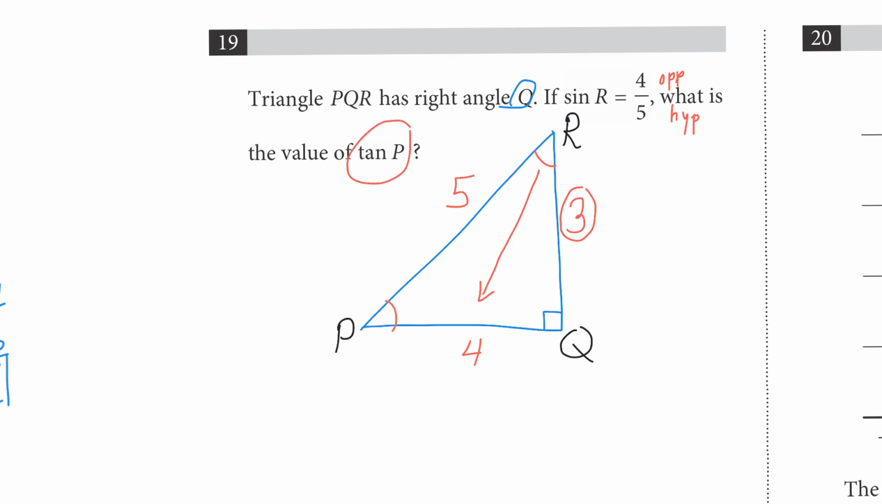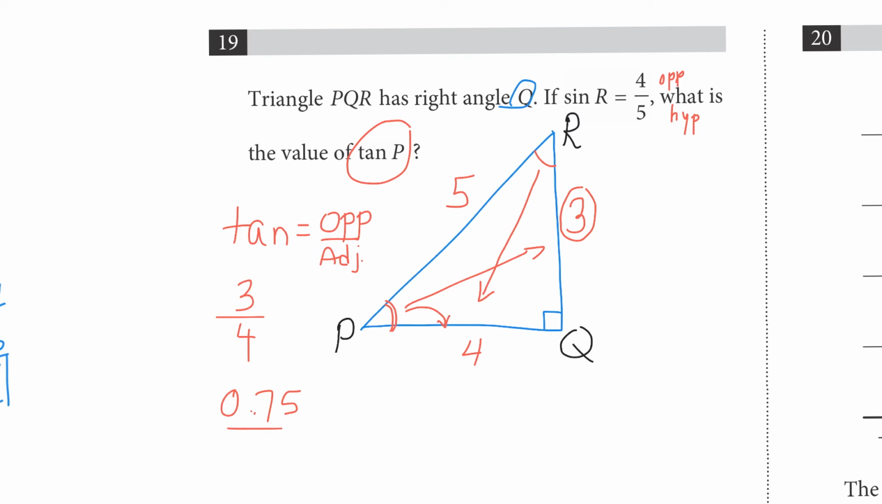So we're looking for the tangent of P. And so the tangent is defined as the ratio of the opposite side to the adjacent. Okay, so the opposite side would be 3, opposite of angle P, and the adjacent would be 4. So then the tangent of P is going to be 3 over 4, or you could write 0.75. Either one of those would be correct.